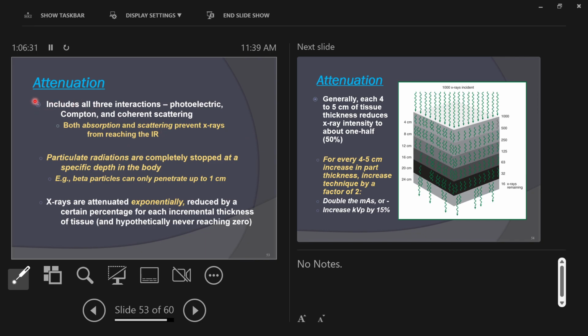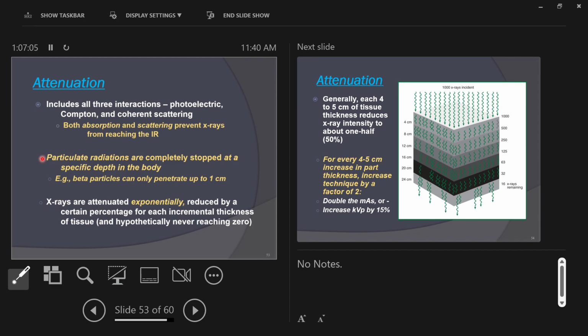Attenuation is a cumulative effect of all three interactions, photoelectric, Compton, and coherent. Both absorption, photoelectric, and scatter, Compton and coherent, will prevent X-rays from reaching the image receptor. By the way, we talked about interactions, right? One of the options is no interaction, right? The X-ray beam just jams right on through the body. No interaction at all. That's one possible thing that can happen.